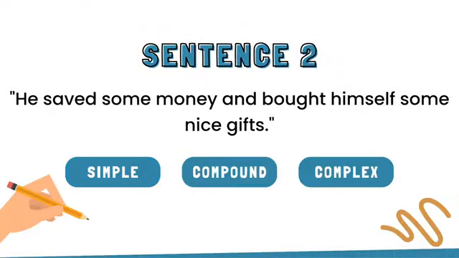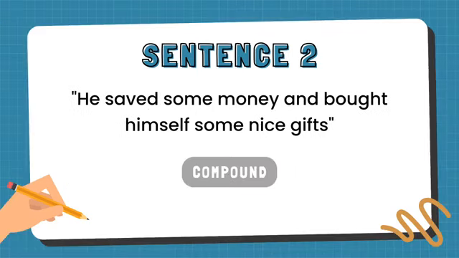He saved some money and bought himself some nice gifts. Is it a simple sentence or a compound sentence? Remember we said that a compound sentence is joined together by a coordinating conjunction. It contains two independent clauses that are joined by a coordinating conjunction.